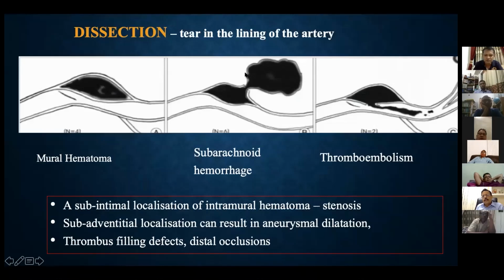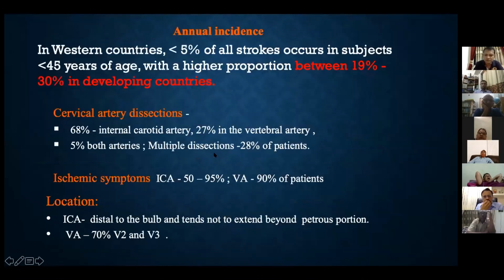So cervical dissections are common in the internal carotid artery, but they can happen in the vertebral as well. And in a lot of cases, they are multiple in nature. Now, it's very important that in ICA, they always start distal to the bulb, and they tend not to extend beyond the petrous portion. And in the vertebral artery, they're more common in V2 and V3 segments.